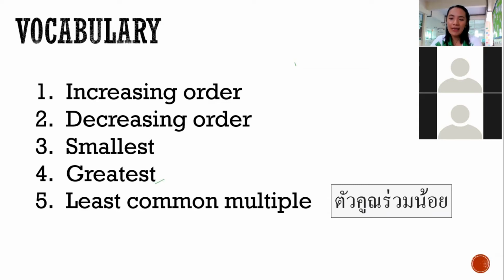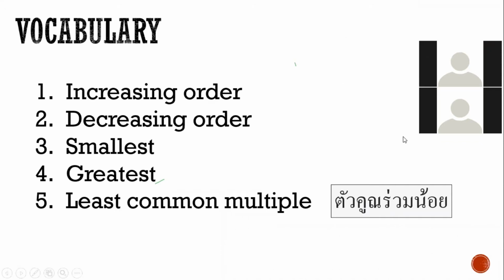I will read again and then later I will call some students to read the 5 vocabularies. Is that clear? So let's start again. I want you to listen properly. Number 1, increasing order. Number 2, decreasing order. Number 3, smallest. Number 4, greatest. Number 5, least common multiple.